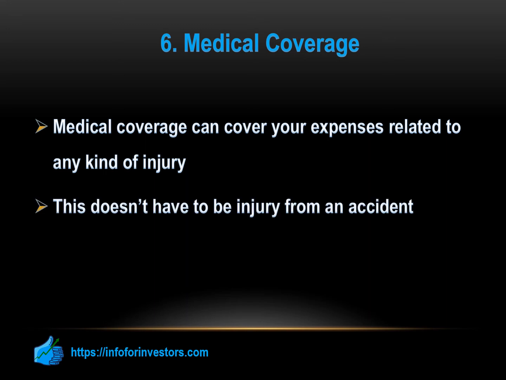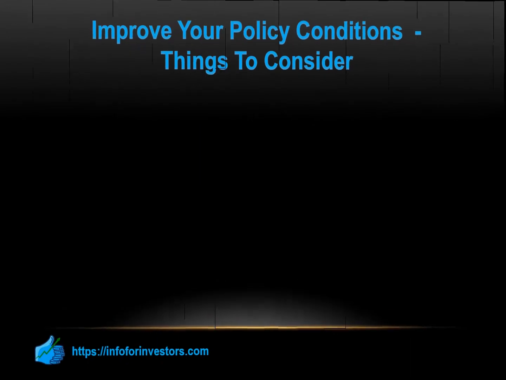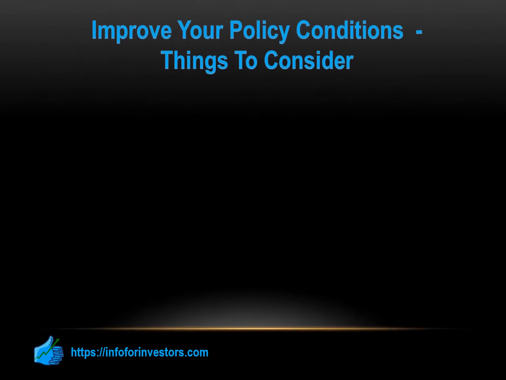Improve your policy conditions. Things to consider. Once you know all of these things about your policy, you'll be able to start looking at options. You can plan out ways to improve your policy and make sure that you have the right coverage. This might mean changing the minimums, the deductibles, adding coverage, and more.